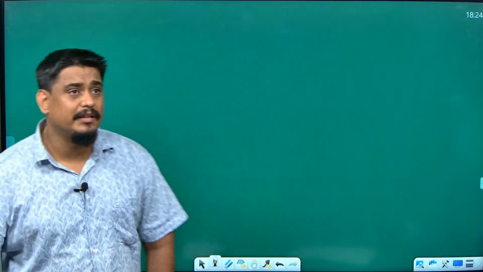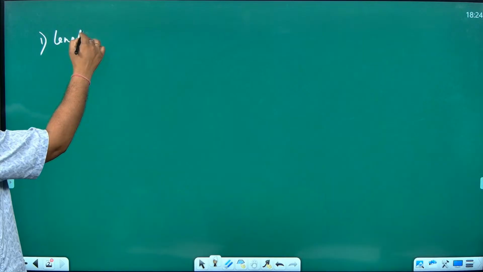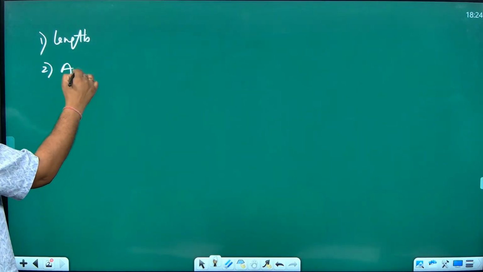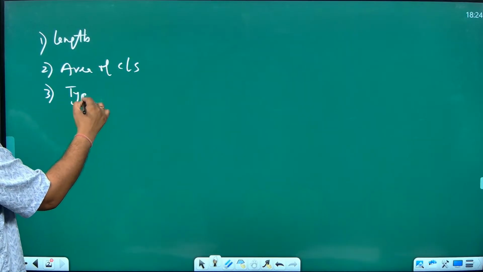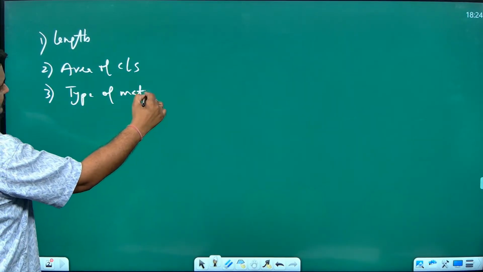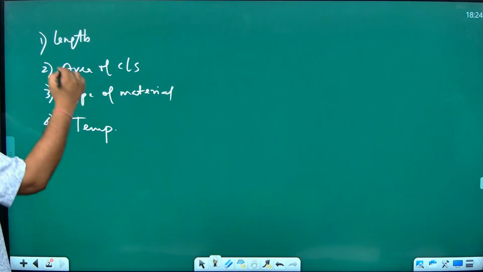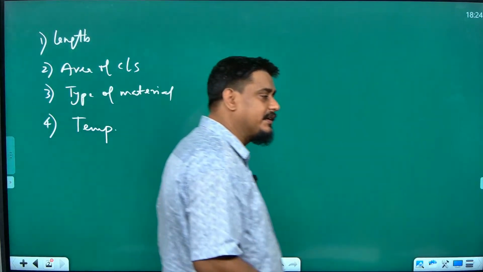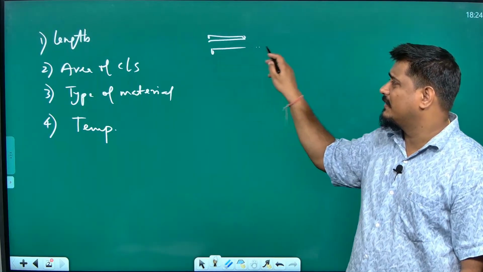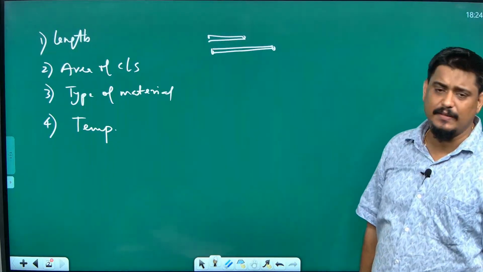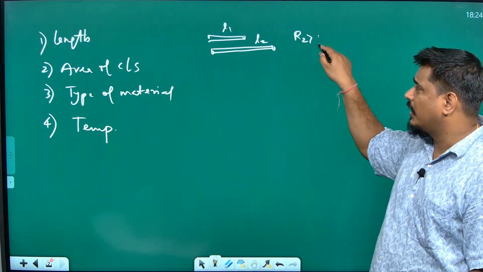I told you resistance depends upon 4 factors. Resistance depends upon the length of the conductor, resistance depends upon the area of cross section, resistance depends upon the type of material, and it also depends upon temperature. So, there are 4 factors on which the resistance across a conductor depends. If you have 2 wires of different length, same area of cross section but different length, if this is L1, this is L2, R2 will be more than R1.